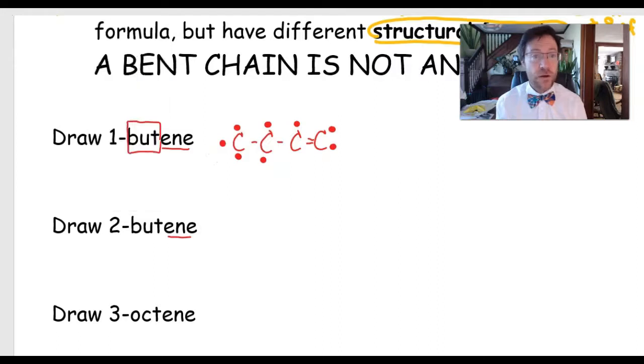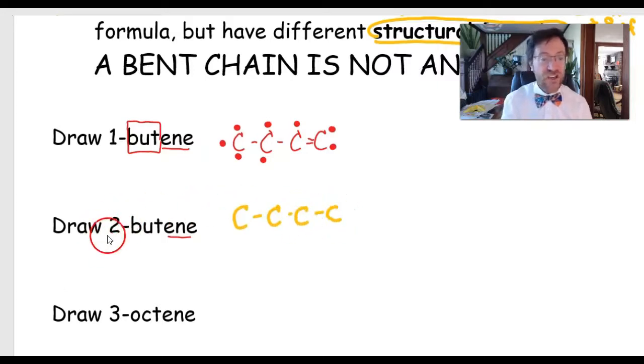Let's try another one. Let's try 2-butene. All right. Prefix but-: meth, eth, prop, but. Now this one says 2-butene, so I'm going to have to go in 2. Bond position 1, bond position 2. That's where my double bond is going to be.